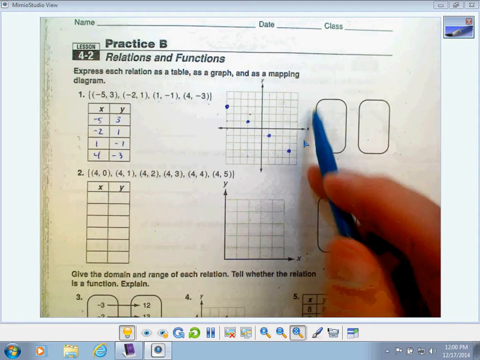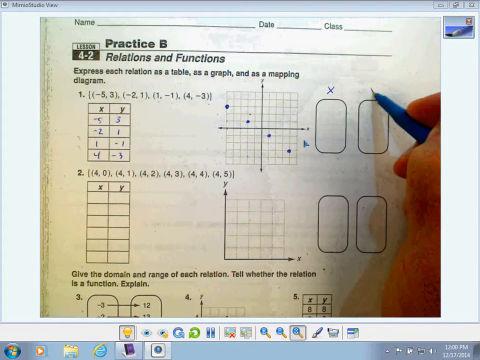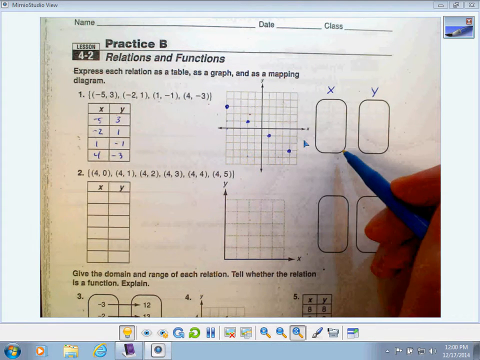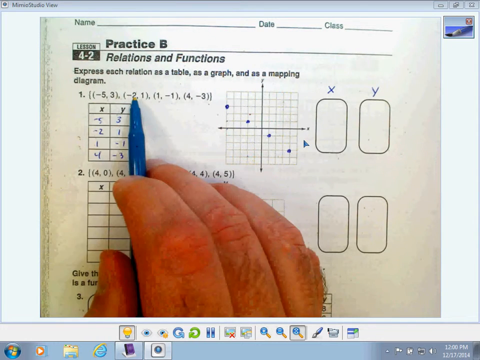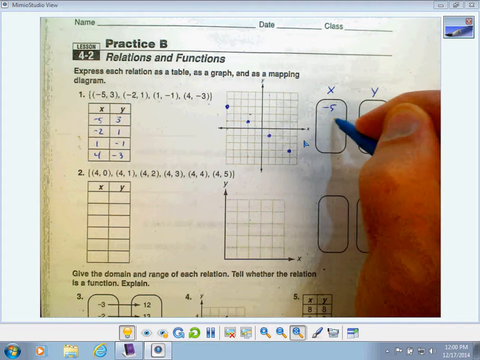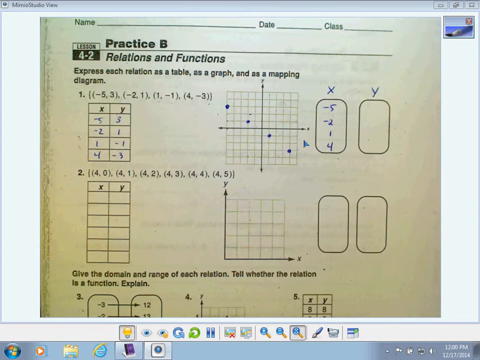And then this is called a mapping diagram. Basically what you would do is list the x values here and the y values here. The only difference is you don't repeat the x's or the y's. So if I look at the x's, I see -5, -2, 1, and 4. None of those numbers repeat, so it shouldn't be too big of a deal. I can just copy them right down the diagram.